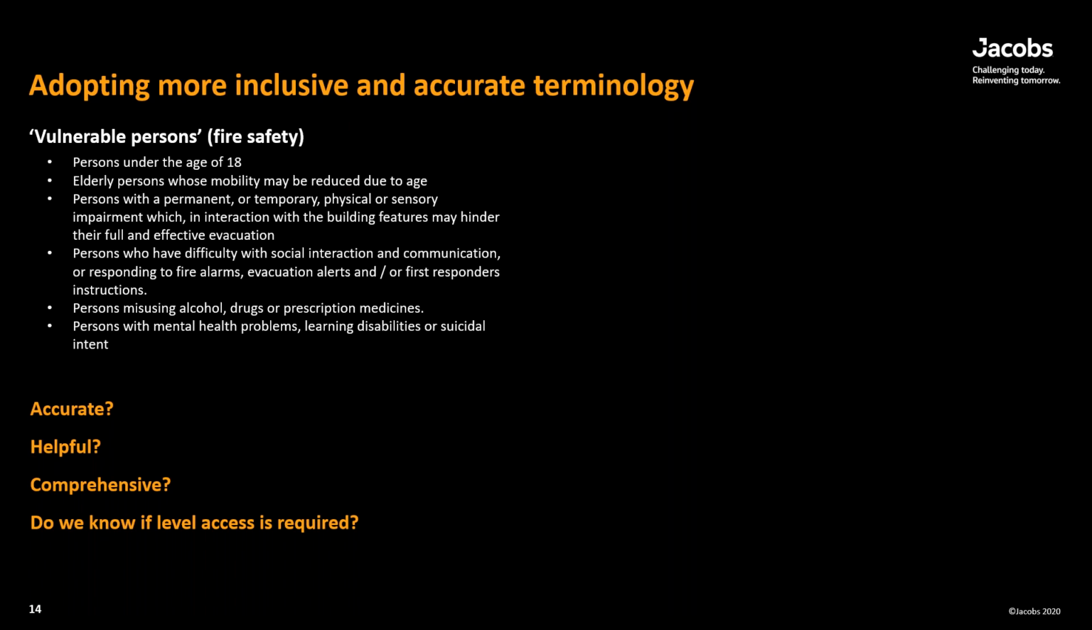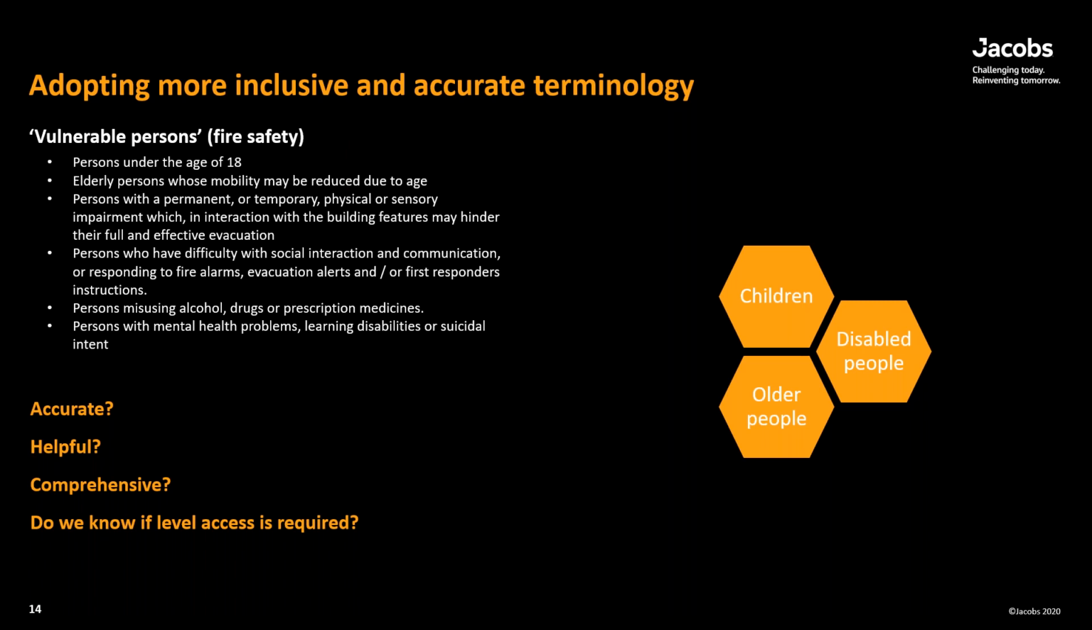I'd also question whether the vulnerable persons terminology, or PRMs, provides a comprehensive and accurate description of people, because potentially we don't know if level access is required. So going back to the who piece at the beginning, there are a few different protected characteristic groups who may require level access in an emergency, and very few of those are actually captured under our list of vulnerable persons descriptors.